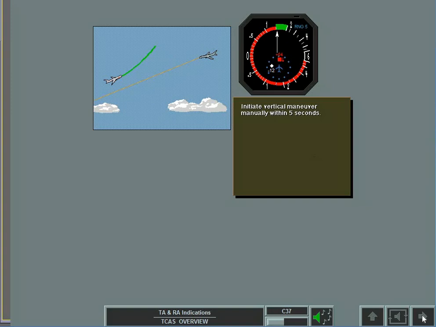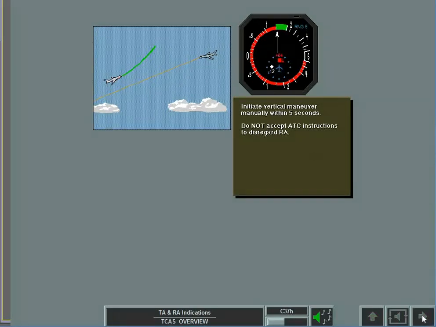TCAS has computed that the vertical maneuver which provides you with the safest separation is to acquire and then maintain at least 1,500 feet per minute climb, during which you cross through the other aircraft's altitude. TCAS expects you to initiate this climb maneuver within 5 seconds after the RA has been issued. The vertical maneuver must be performed manually because the autopilot cannot acquire the climb rate quickly enough.